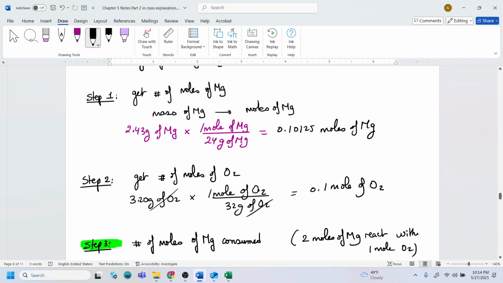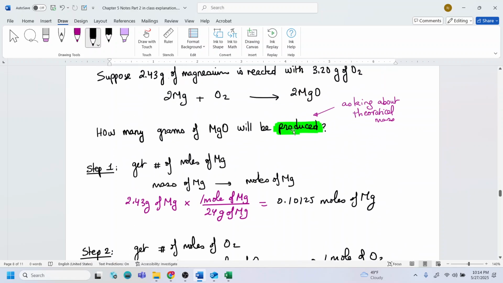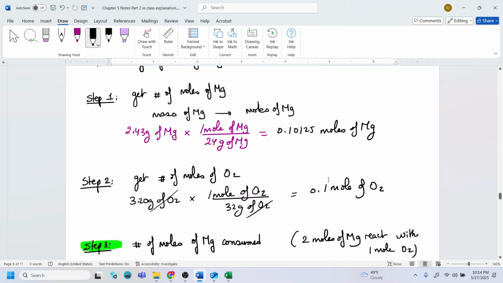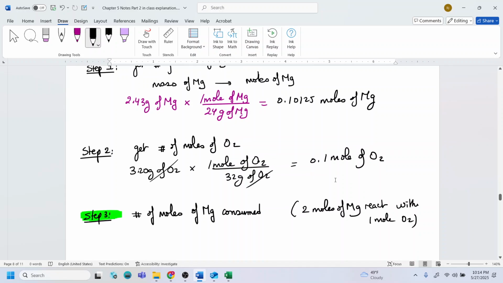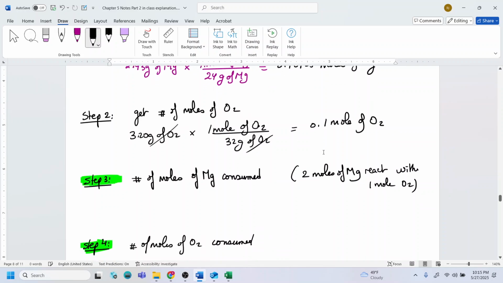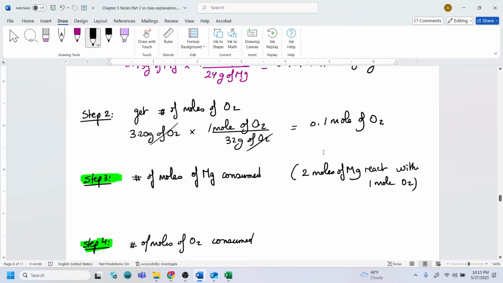Now here I cannot compare those two because I'm starting with a different mole ratio. So I cannot compare those two and say, okay, the lowest one is the limiting one. No, I cannot do this. There's an additional step. Because I have different mole ratios, I need to get the number of moles consumed of both the magnesium and the oxygen. Okay, so let's start with the number of moles of magnesium consumed.